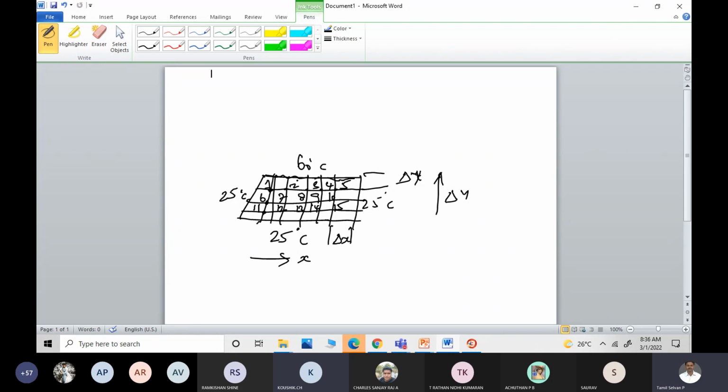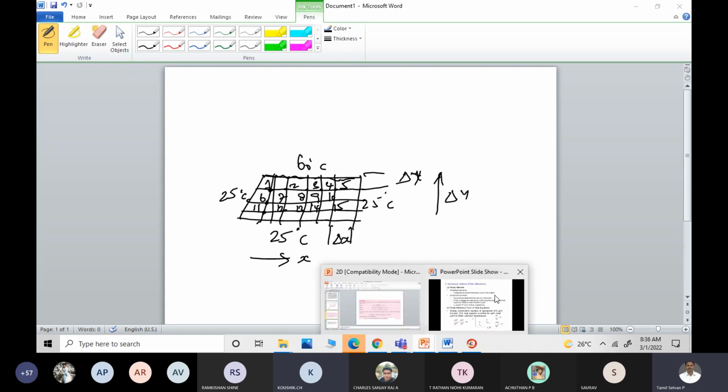Now we will be getting equations for these 15 points. After getting those equations, we can feed them to a computer and find out the temperature at each and every node. When this side is at 25, this side is at 25, and one side is at 60, then naturally heat transfer takes place from the 60 side to the other. So T1, T2, T3, T4, T5 will be at higher temperatures compared to T6 to T10, and T11 to T15 will be much lower compared to T1 to T5. Now how to solve this?